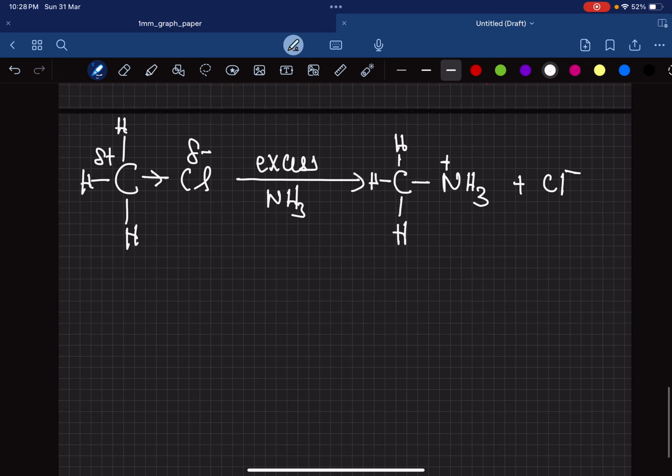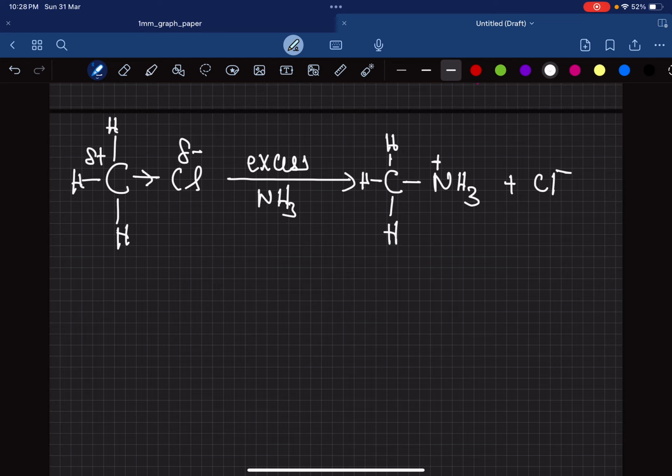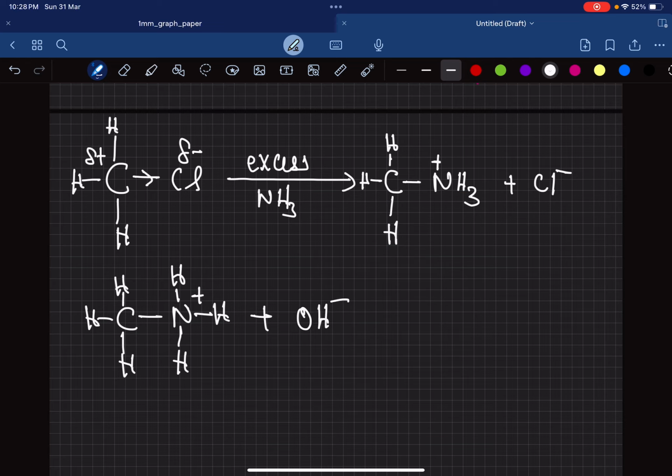Then you can take this entity here, the same guy. Let's draw him this way now. This was slightly positive, and then you can react him with, let's say, an alkali. When you react him with an alkali, you can end up getting C and then an amine, methanamine, and what is left behind is water. So this is an example of the reaction that can happen.